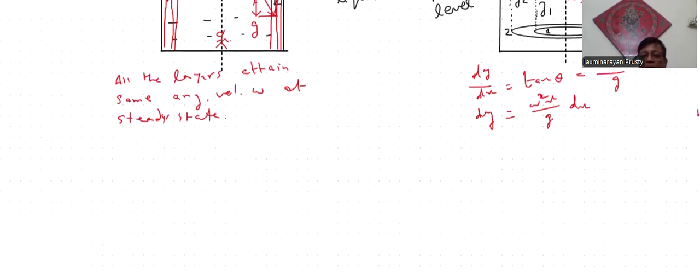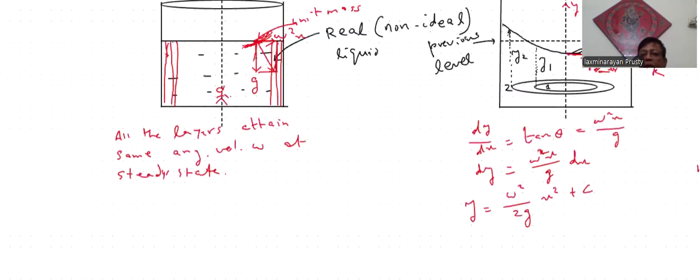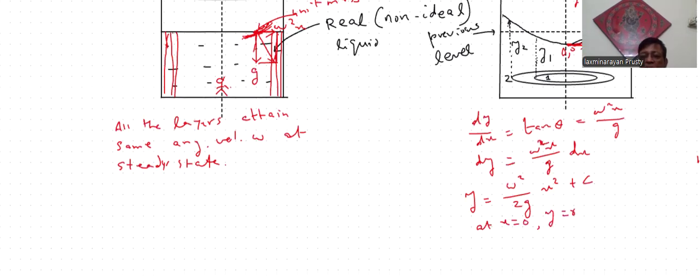Integrating y will be omega square by 2g into x square plus c. But as you can see here, at x equal to 0, I've chosen my x-axis here. X is equal to 0, y is 0, this is the 0, 0 point. So at x0, y0, this itself is the equation of a parabola.